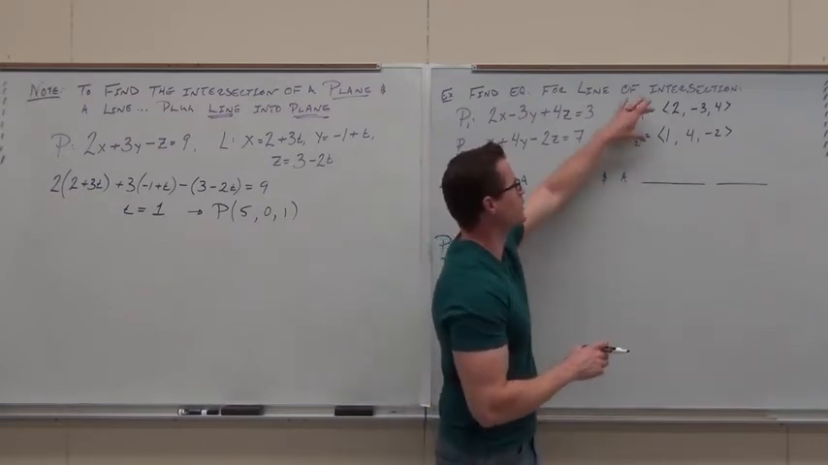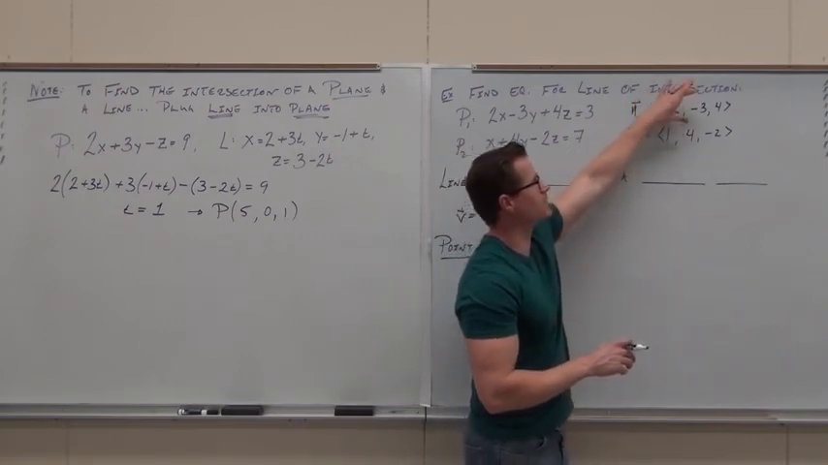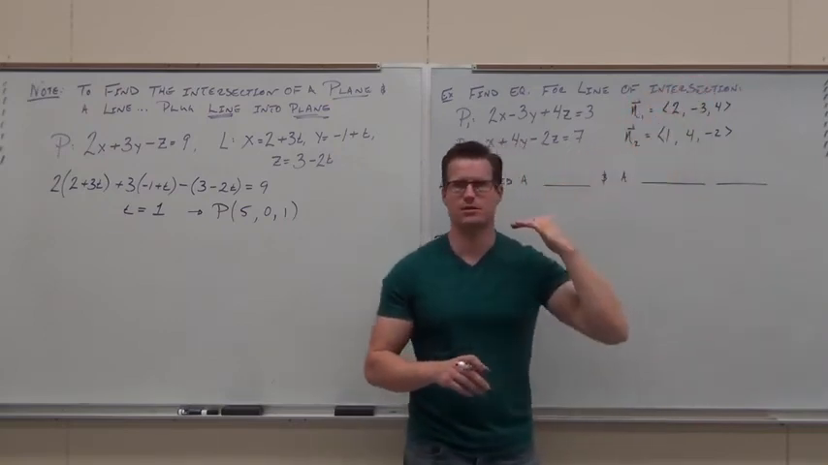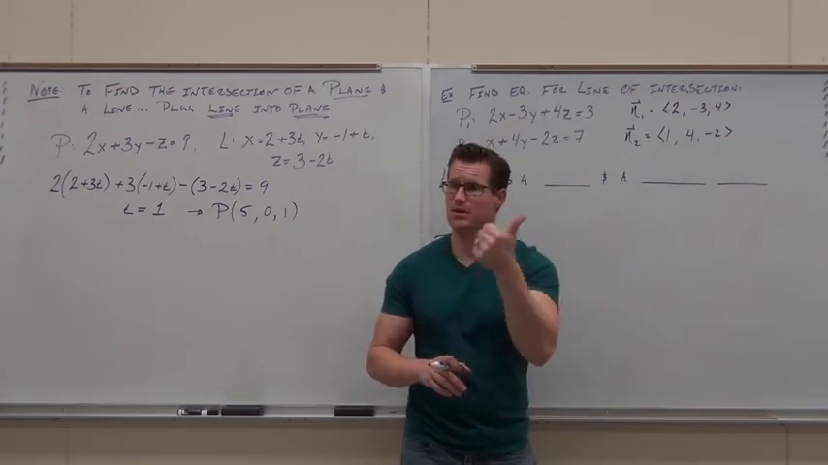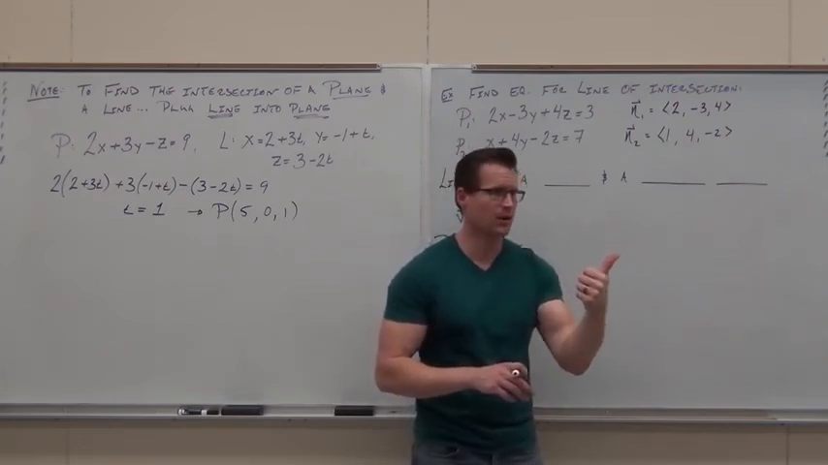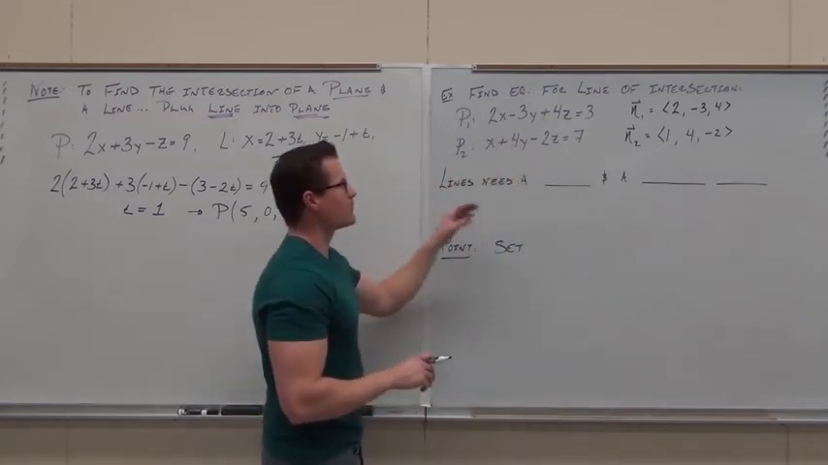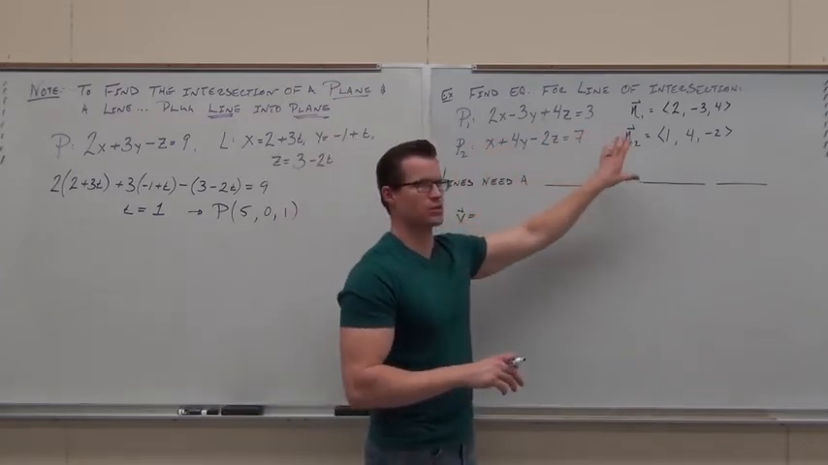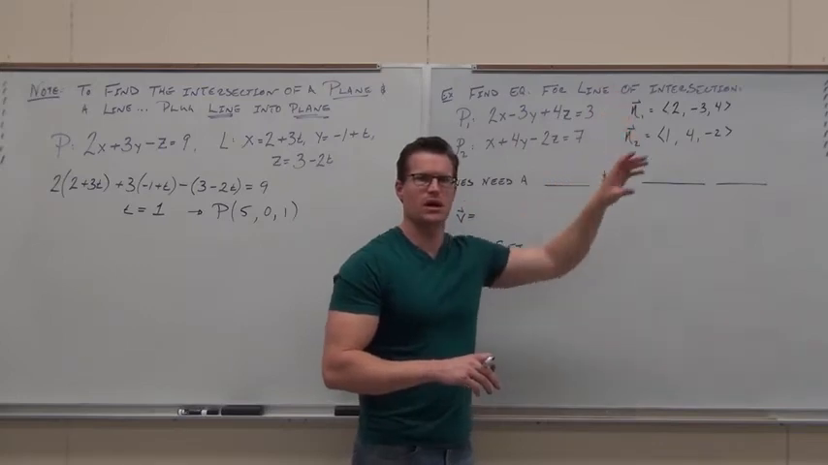Here, you can do it right now. 2 minus 12 minus 8, not zero. Does that make sense? So they're not parallel. They are not perpendicular. They will for sure cross because they're not parallel. What I want to do is find the equation of a line of intersection of these two planes.